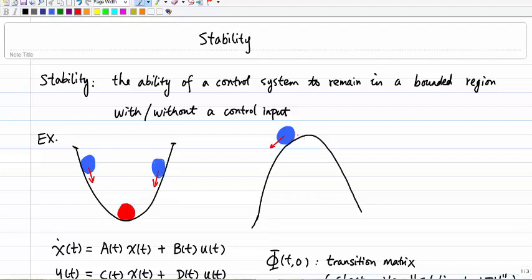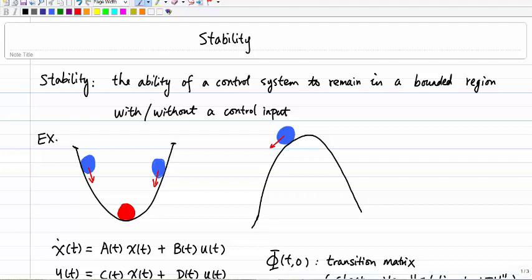With this other one, we don't know where this blue ball will go, because it goes to infinity and is not stabilized at any region. So you can get a basic impression about what stability means for a control system.